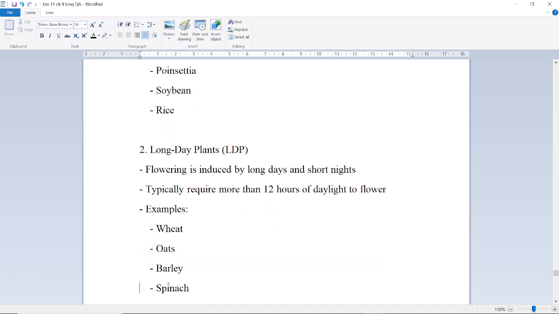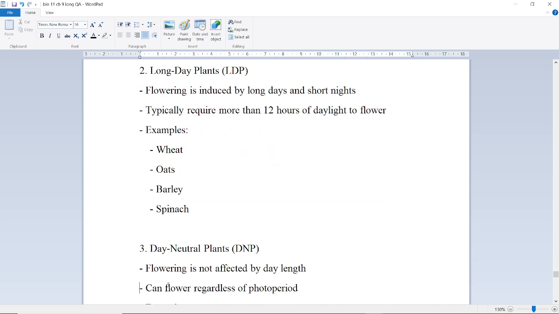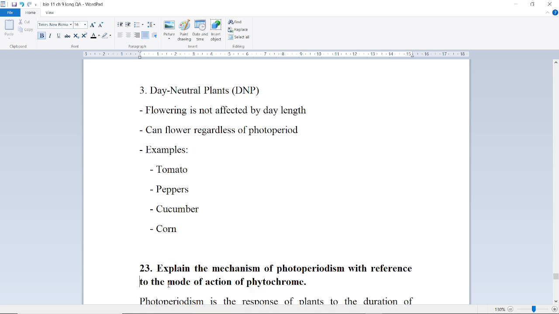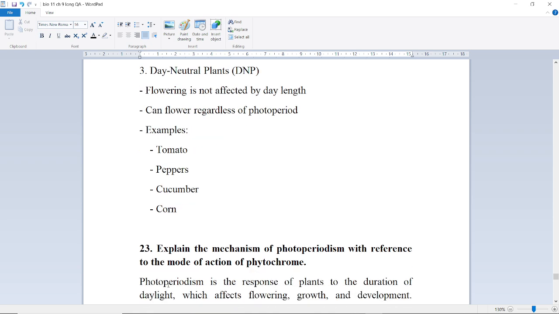Next are long day plants. Flowering is induced by long days and short nights, typically requiring more than 12 hours of daylight to flower. Examples include wheat, oats, barley, spinach. Next are day neutral plants. Flowering is not affected by day length; they can flower regardless of photoperiod. Examples include tomato, peppers, cucumber, and corn.